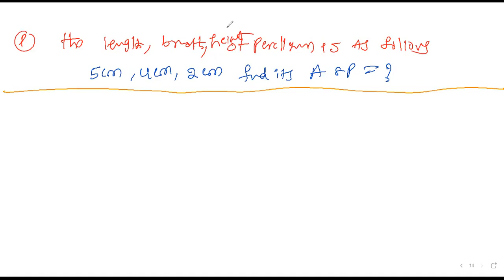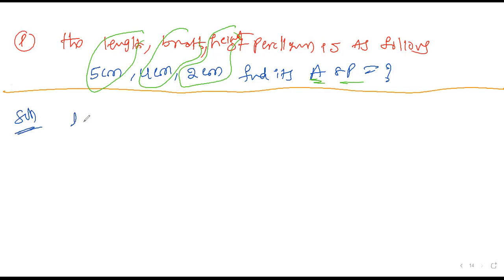What do they mention? Length is 5 centimeters, breadth is 4 centimeters, and height is 2 centimeters. They're asking for the area and perimeter. First, he has to copy the question for the solution: L is equal to 5, B is equal to 4, H is equal to 2.